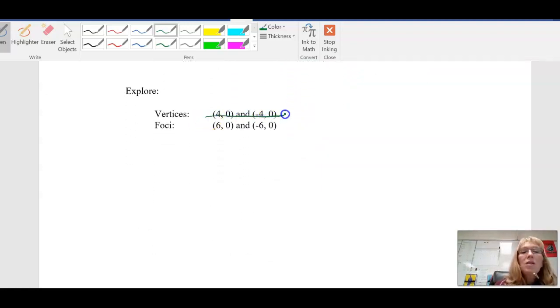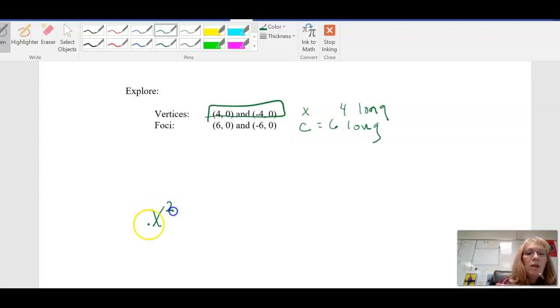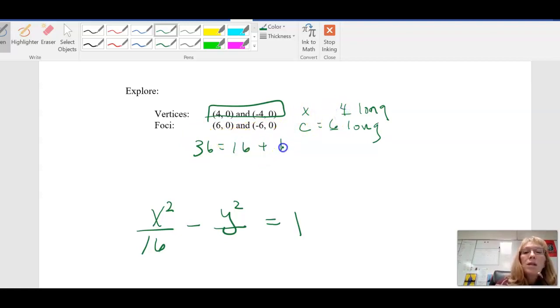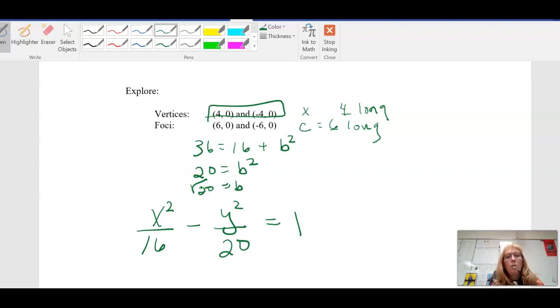This time they gave you x as your major, so this is x, and it is 4 long. My c is 6 long. So now we know the x squared. We could do this over 16 because I have to square 4, minus the y squared, which we have to find yet, equals 1. So to find the y squared, we know c squared is 36 because you square the 6, square the 4, plus the b squared, subtract that, so we get 20 equals b squared, and that is actually what goes under here because b equals the square root of 20. Okay, I hope you did a great job.